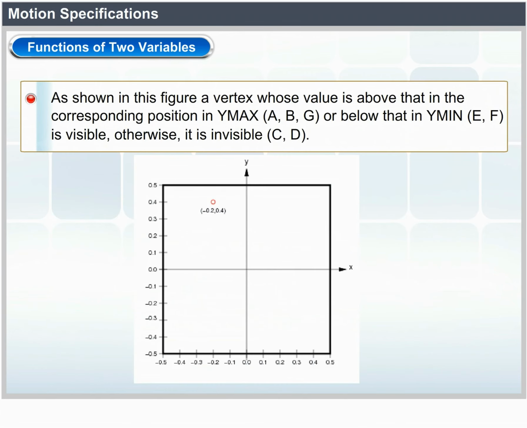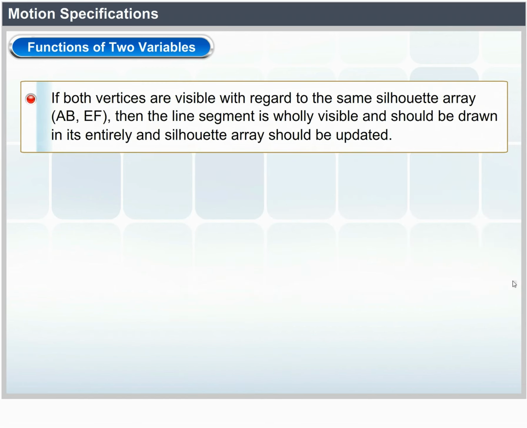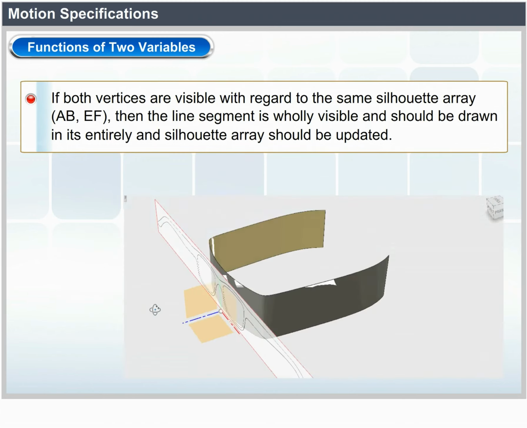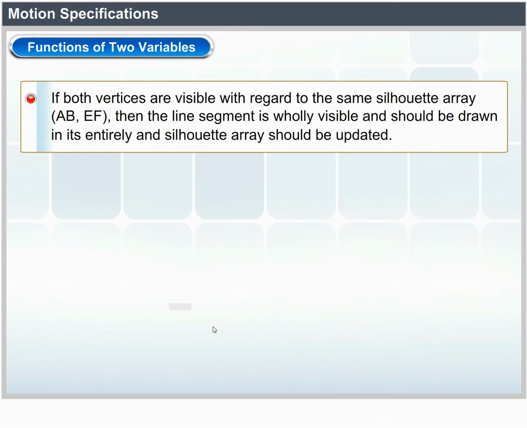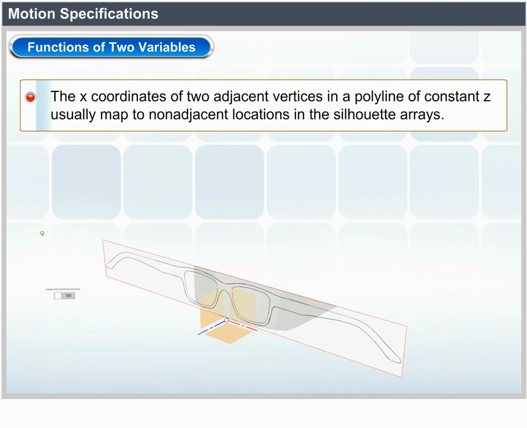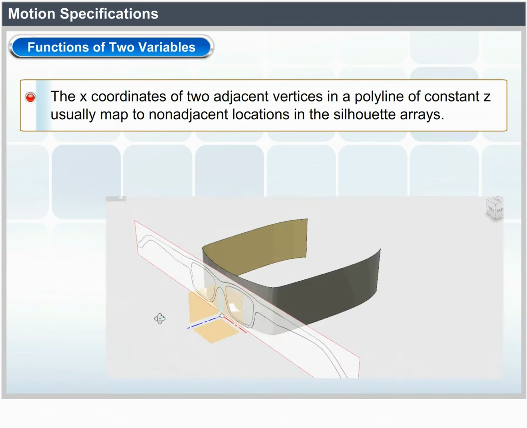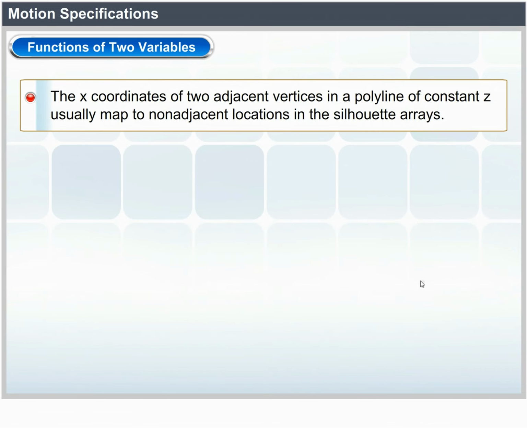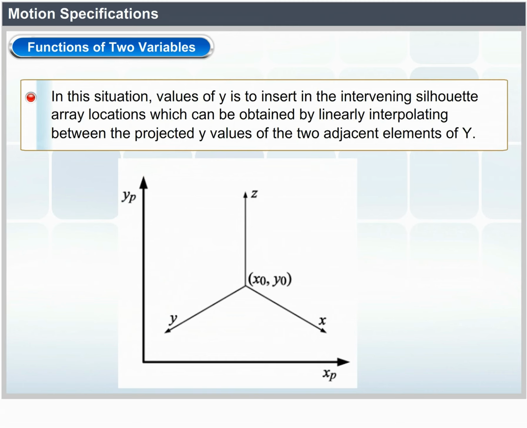If both vertices are invisible, then the line segment is wholly invisible, CD, and the silhouette arrays remain unchanged. If both vertices are visible with regard to the same silhouette array, AB, EF, then the line segment is wholly visible and should be drawn in its entirety, and that silhouette array should be updated. The x-coordinates of two adjacent vertices in a polyline of constant z usually map to non-adjacent locations in the silhouette arrays. In this situation, values of y in the intervening silhouette array locations can be obtained by linearly interpolating between the projected y values of the two adjacent elements of y.